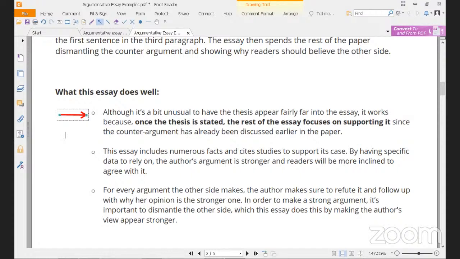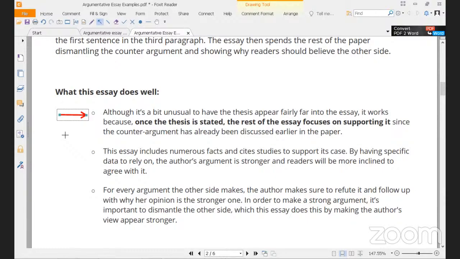Okay. Although it's a bit unusual to have the thesis appear fairly far into the essay, it works because once the thesis is stated, the rest of the essay focuses on supporting it, since the counter-argument has already been discussed earlier in the paper.